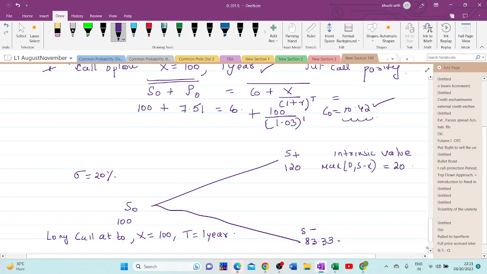And if the price of the underlying goes down to 83.33, the call is going to expire out of the money, its intrinsic value is going to be 0, right.